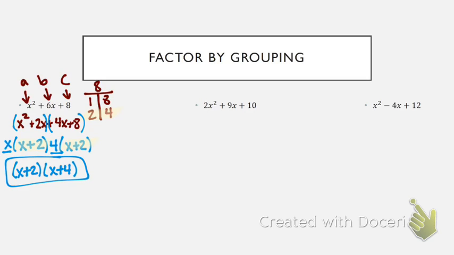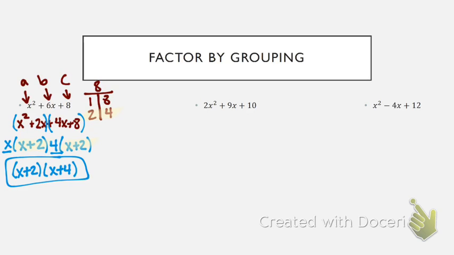So when we factor, we multiply a times c, choose factors from my factor tree that add to b, then rewrite b as the addition of those factors that I chose, factor out my GCF, and then write my actual factors. And the answer to this question is what I boxed.